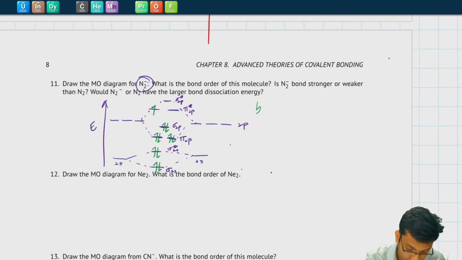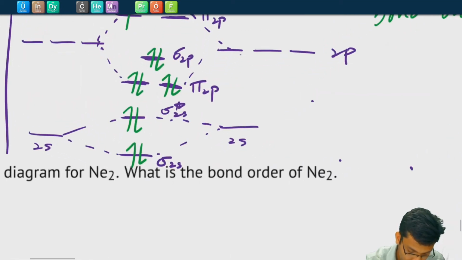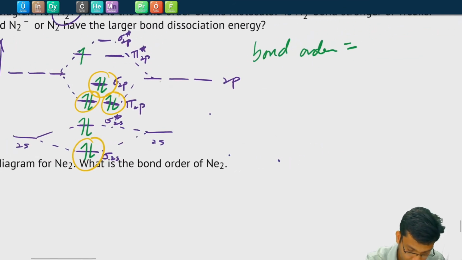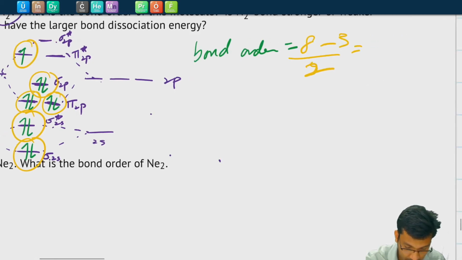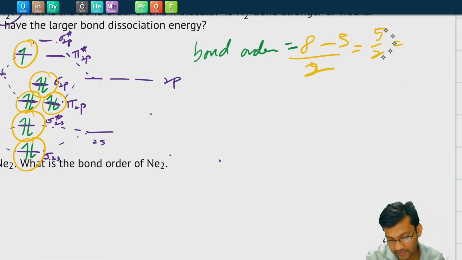Let's look at the bond order. Number of bonding orbitals, we have, let's circle them, 1, 2, 3, 4, 5, 6, 7, 8. Antibonding orbitals, we have 2 here and 1 here, that's 3. 8 minus 3 is 5, divided by 2, or 5 over 2, is basically 2.5.